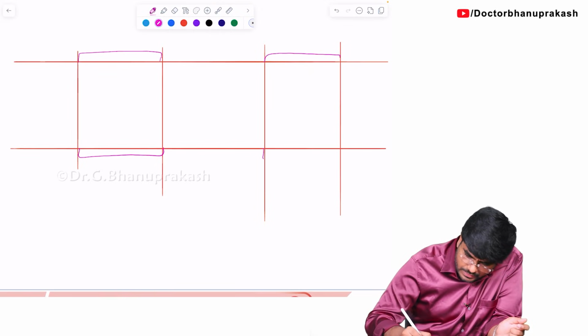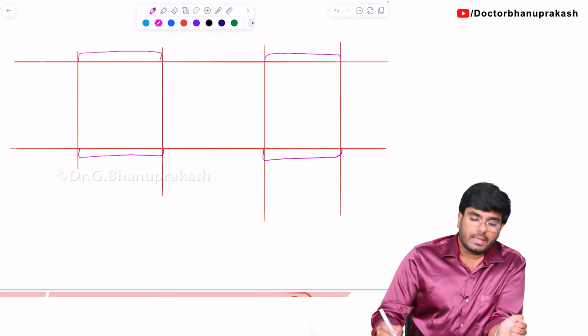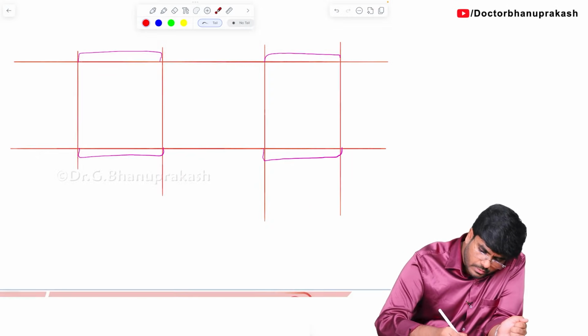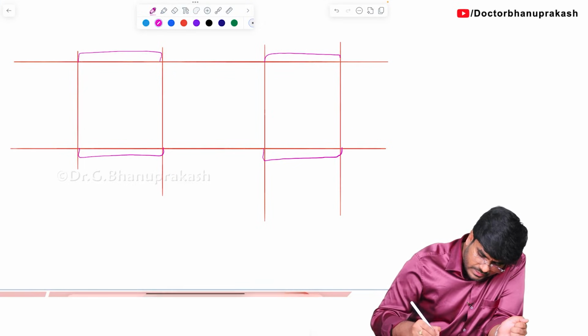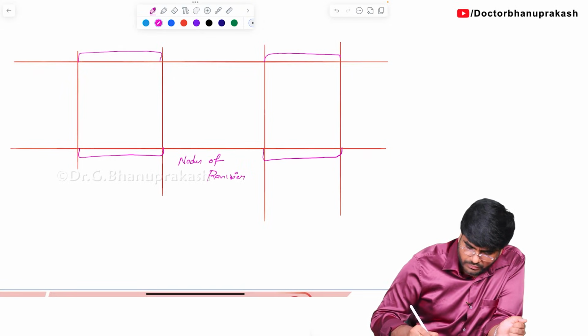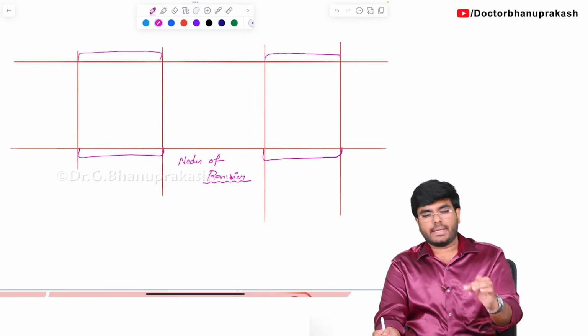This is the area where the myelin sheath is covered. In between the myelin sheath, there are gaps. So this area is called the nodes of Ranvier. So what exactly does this saltatory conduction mean?